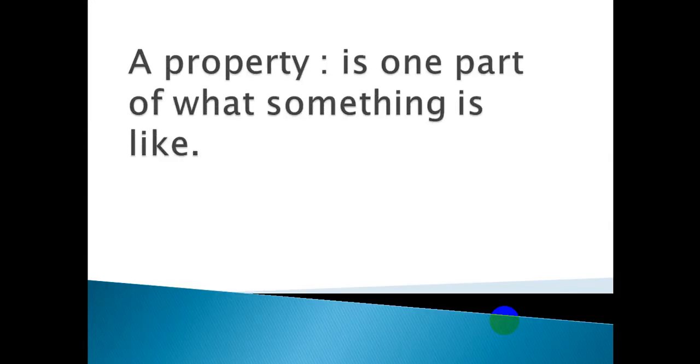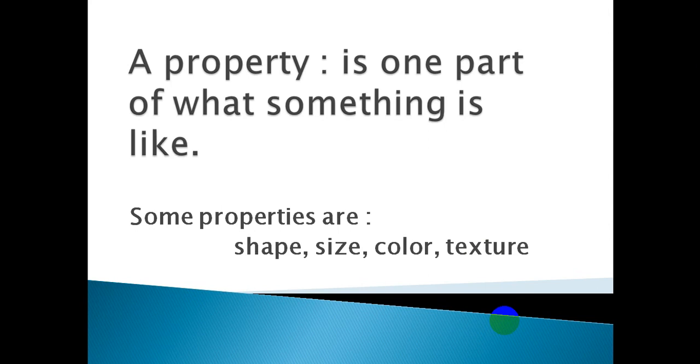Any matter has some properties. But what is a property? A property is one part of what something is like. What is the meaning of these words? This means how can you describe something? How can you observe, or what can you observe about it? Some properties are shape, size, color, texture, and we have many other properties for matter.